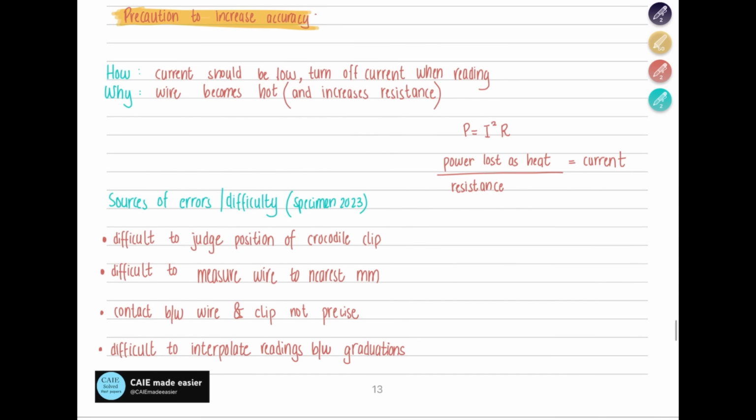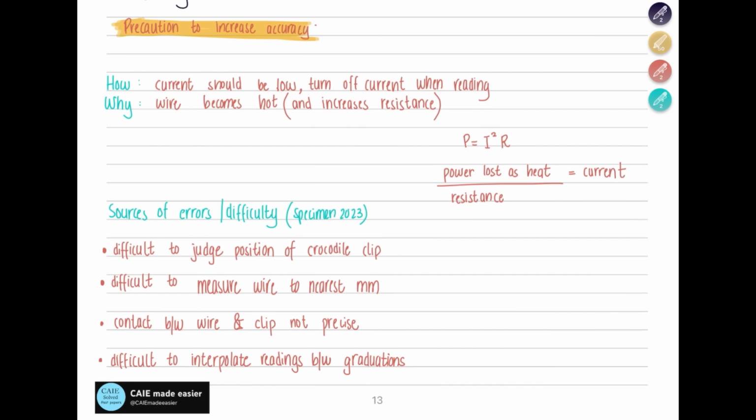Now, there was this question in specimen paper 23. Basically in that question, a student did an electrical experiment, and another student had to replicate it. But they were saying that there was some difference in the values calculated. What are some of the sources of error, or what are some reasons why there were differences in the answer? You can say because it's difficult to judge the exact position of the crocodile clip. If you don't know what a crocodile clip is, look it up. It's going to make it clear for you.